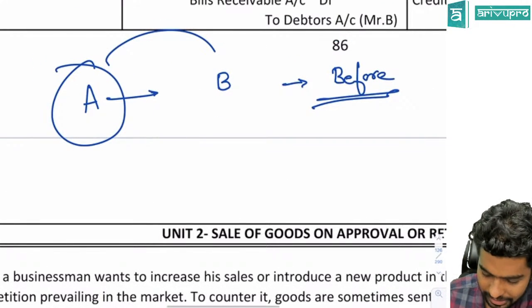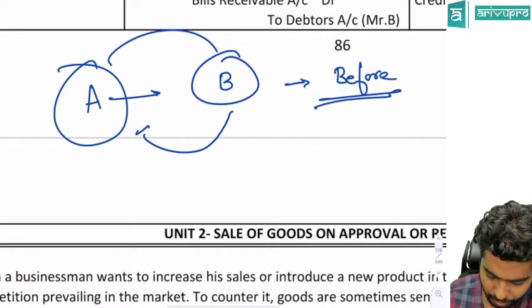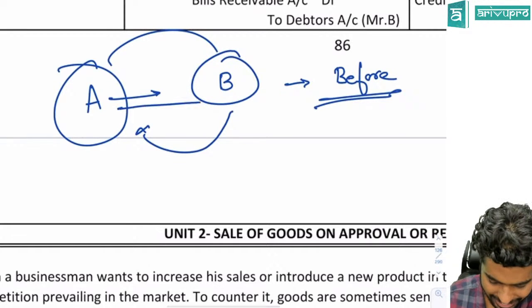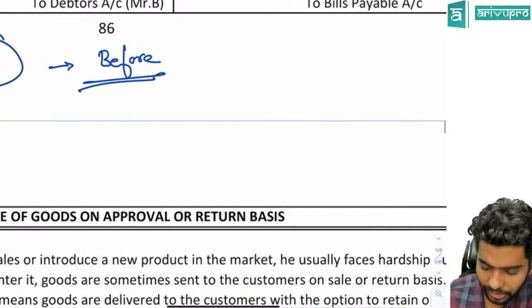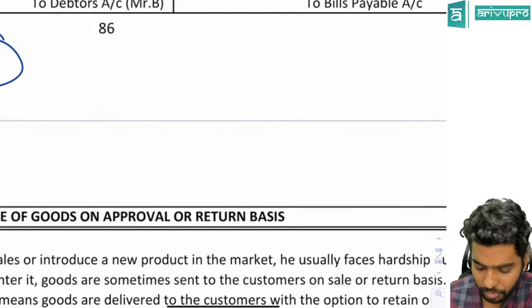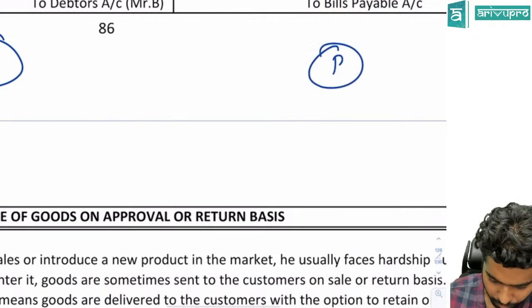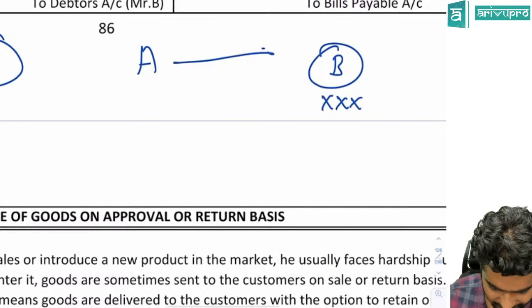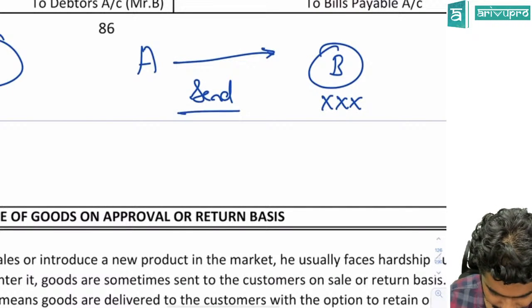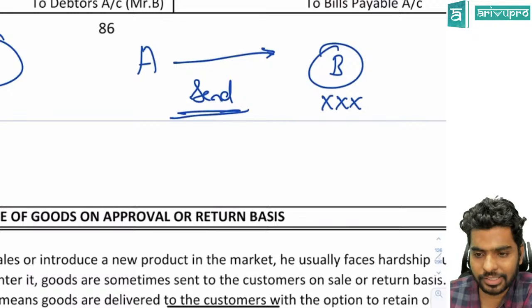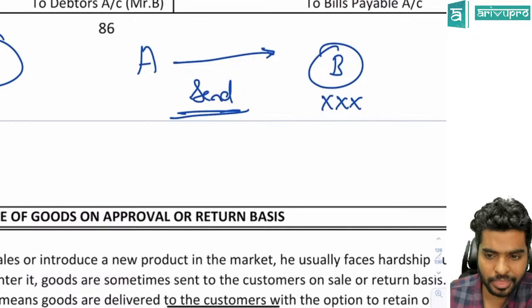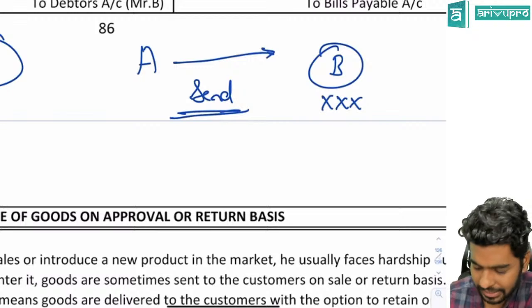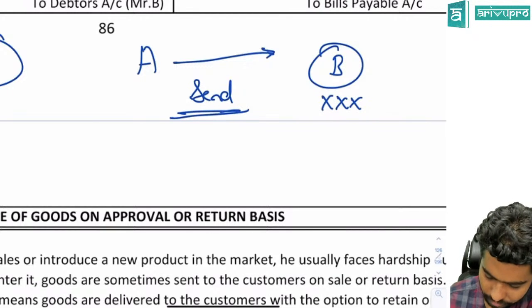B will go and ask A, saying, "Boss, I want to buy these goods." Then A will sell. Now, what happens in sale of goods on return or approval basis is that B does not even ask for the goods. Before that, A will send the goods. This is known as sale of goods on return or approval basis. Now, when will it become a sale? That is the question.